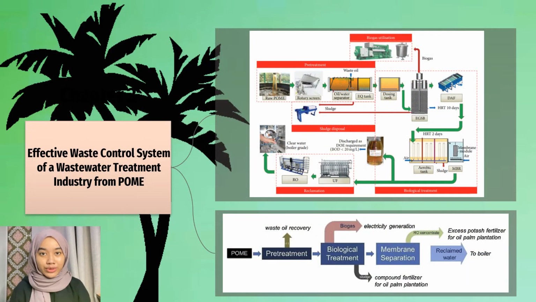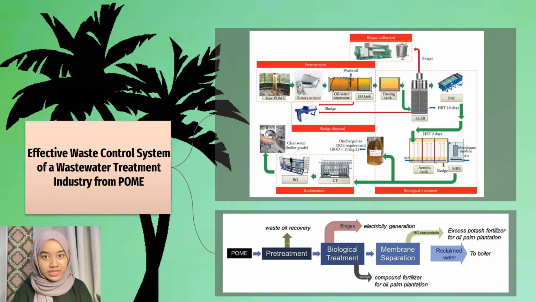For this project, we have discussed the effective waste control system for zero waste for the wastewater treatment industry from POME. As you can see, the figure on top is the schematic diagram of the POME treatment process plant, which includes the pre-treatment, biogas utilization, sludge disposal, biological treatment until the reclamation of the clear water. The figure below shows the simplified process flow diagram of POME treatment, in which firstly, POME undergoes pre-treatment, where gross pollutants from the waste stream are eliminated.